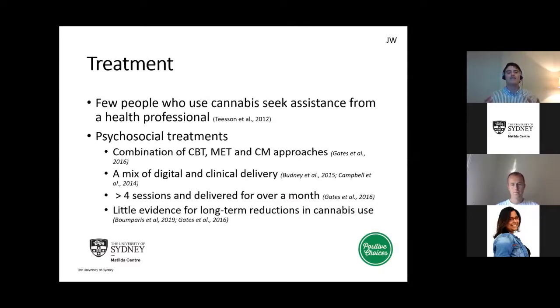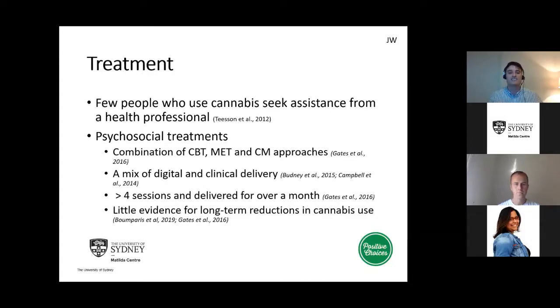So despite high levels of problematic cannabis use, very few people who use cannabis seek assistance from a health professional. And as young people develop problematic cannabis patterns, psychosocial treatment should always be the primary treatment option. So systematic reviews again have shown that optimal programs incorporate a combination of cognitive behavioral therapy, motivation enhancement therapy, and contingency management approaches. And they're also a mix of digital and clinical delivery.